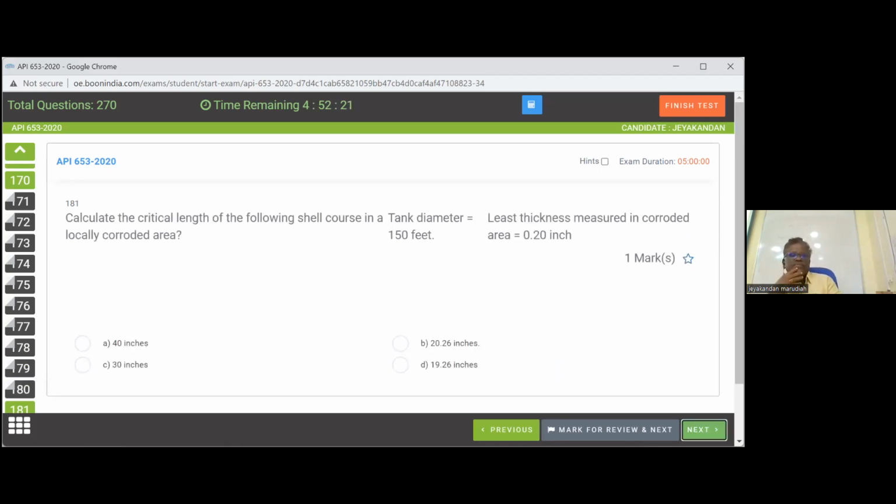Next. Calculate the critical length of the following shell course in a locally corroded area, tank diameter 150 feet, least thickness measured 0.2 inch. So what is the formula for critical length? Critical length L is equal to 3.7 square root of DT2. D they have given as 150 feet. See, this formula you have to remember.